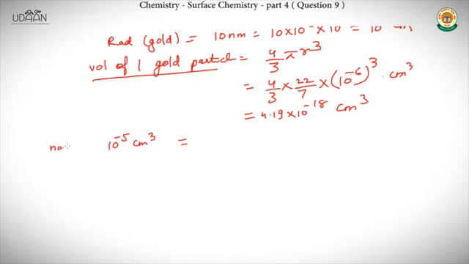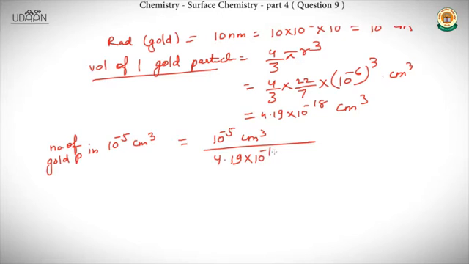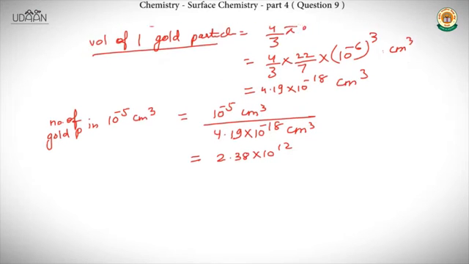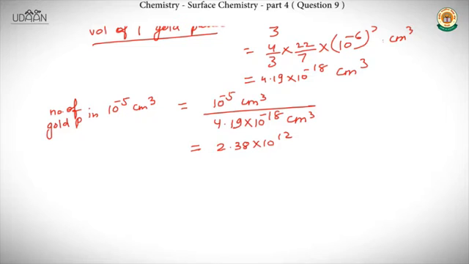Number of gold particles in 10 to the power minus 5 centimeter cube will be 10 raised to the minus 5 centimeter cube into the volume of one gold particle, which we just calculated. So we will get 2.38 into 10 raised to the power 12. This is the number of gold particles in 10 raised to the minus 5 centimeter cube.